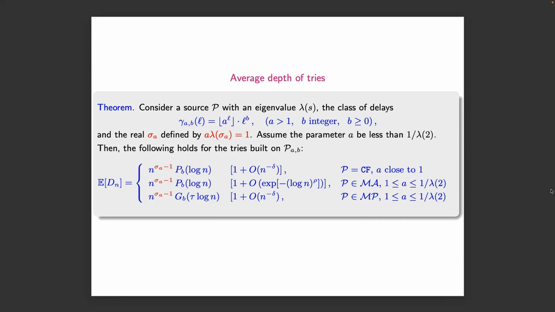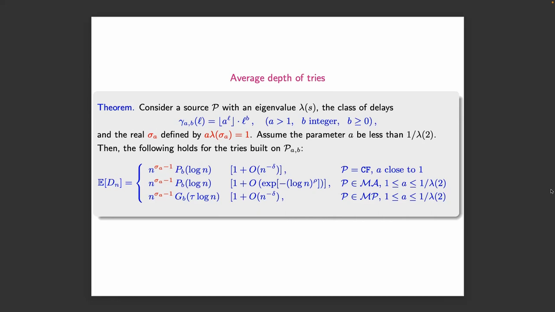Of course, when A is equal to one, sigma sub A is also equal to one, because lambda of one is equal to one. But when A is not equal to one, sigma sub A is larger than one. Okay, and the following holds for the twine built on this source.